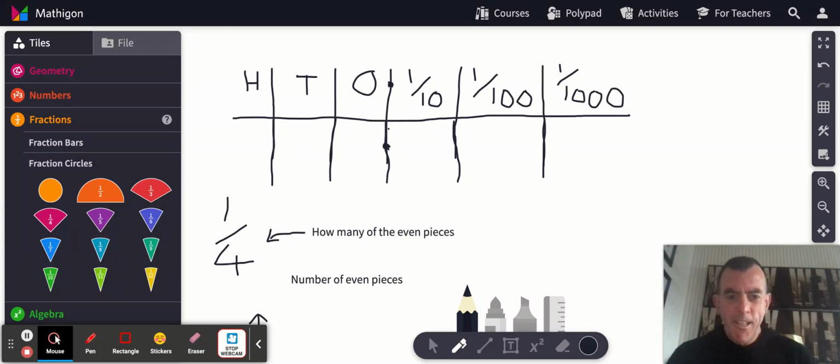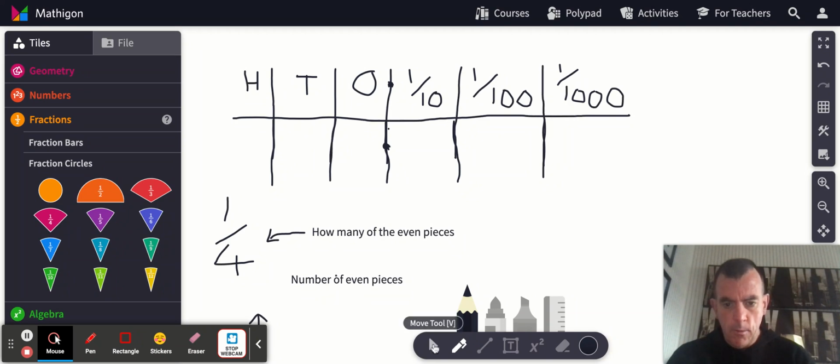Kia ora again, everybody. We're going to look at converting fractions again. This time we'll look at the fraction 1/4. It's a little bit different, and see how we would go about converting that into a decimal fraction and into a percentage. So once again, fractions, we're looking at even pieces.